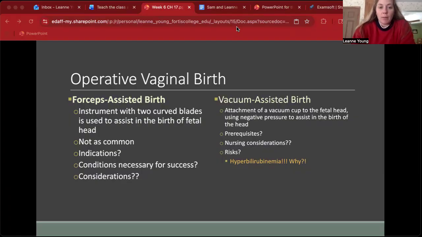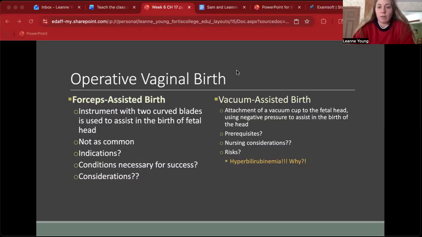Moving on here, we're talking about our operative vaginal birth. Okay, this does not mean some weird type of surgery. It means a forceps assisted delivery or a vacuum assisted delivery. When we talk about operative vaginal birth, this is an assisted delivery done by a provider using forceps or using a vacuum. Okay, forceps are an instrument with two curved blades and it's used to assist in the birth of the fetal head. It's not as common.